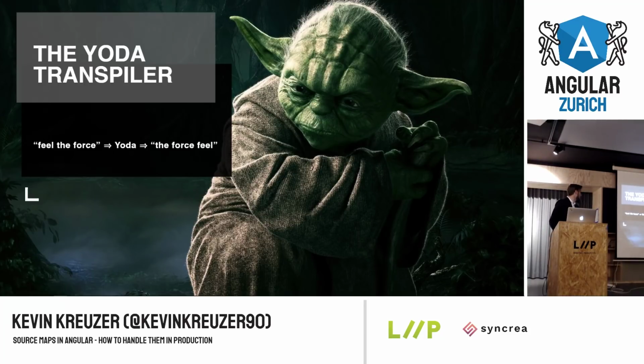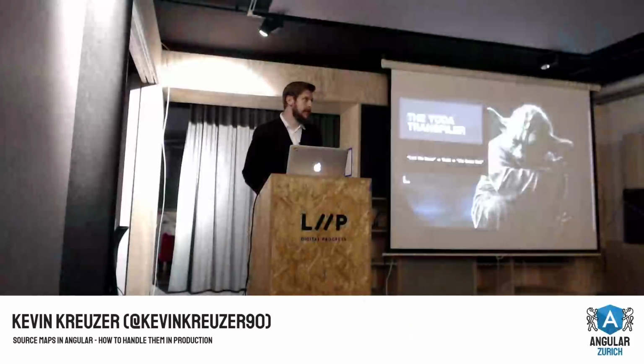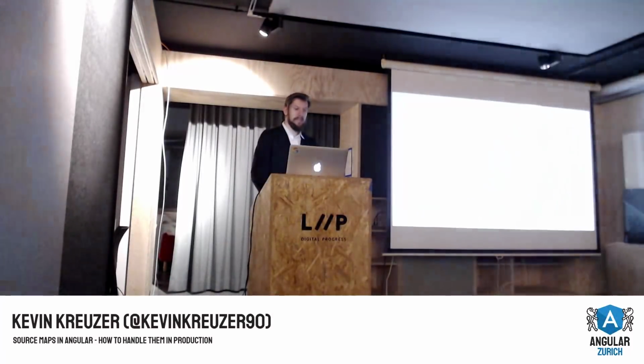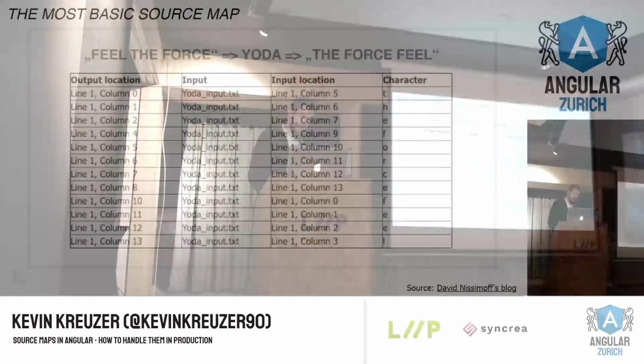The way he would work is like we would have the sentence "feel the force", and we would pass it through the Yoda transpiler, and out would come "the force field". Like that's basically what a transpiler does. And our task now is to create a source map for exactly that. So let's start with the most basic source map.